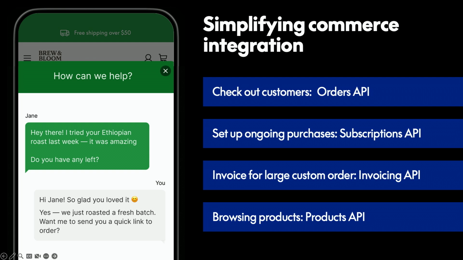In any e-commerce, you would need to have an order placed, which is done through an orders API. Then you would have subscription management. You would want your customers to keep coming back to you again and again, and this is typically handled by the subscriptions API. Then we'll also have to place large custom orders to manage your special clients. This will typically be handled by an invoicing API. And you would also have the ability to browse various products and list them based on certain preferences. That is a product catalog API.